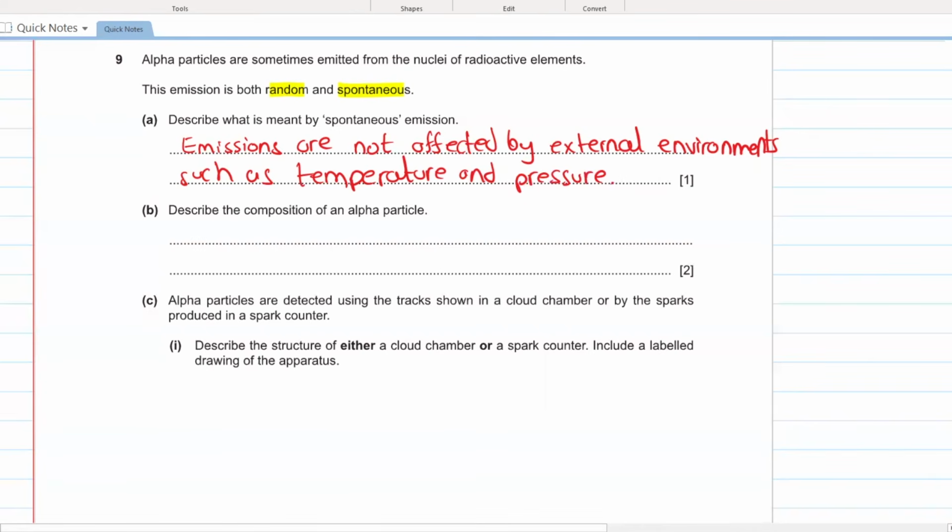How does an alpha particle look like? भाई कोई बताना चाहेगा? Two protons and two neutrons, resembling a helium nucleus. Simple as that. Let's further move ahead भाई.